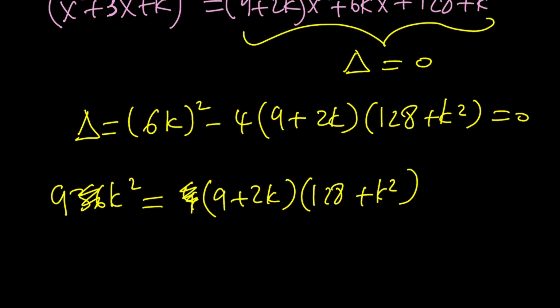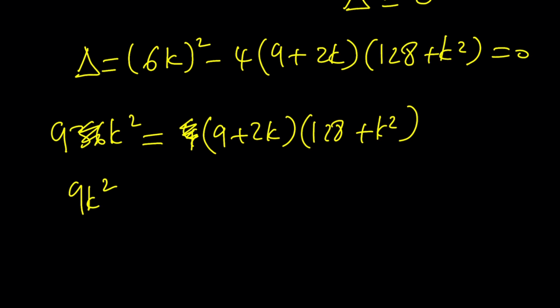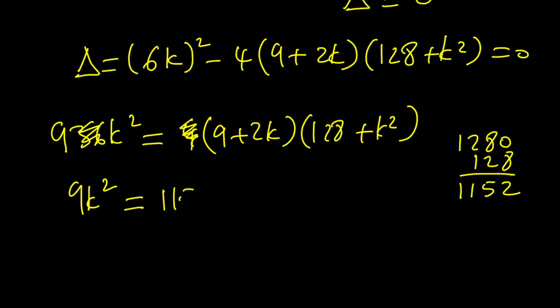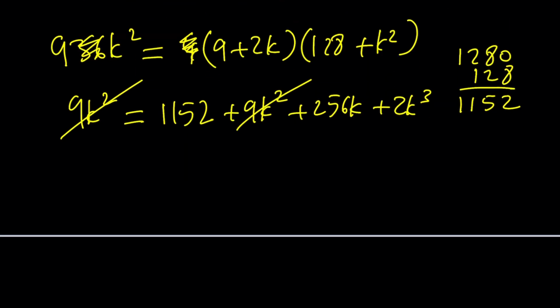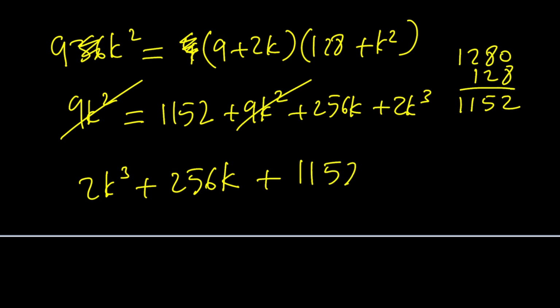Let's go ahead and distribute both sides. We get 9k squared equals 9 times 128. I would look at it this way: 10 times that is 1280. Just subtract this from the number, and you're going to get 1152. So that's 1152 plus 9k squared plus 256k plus 2k cubed. 9k squared cancels out and we end up with an amazing equation: 2k cubed plus 256k plus 1152 equals 0.